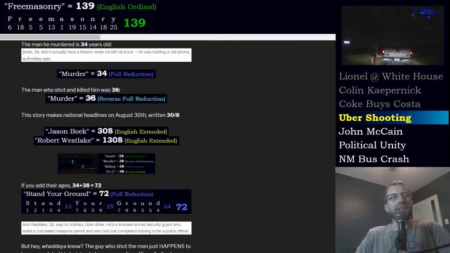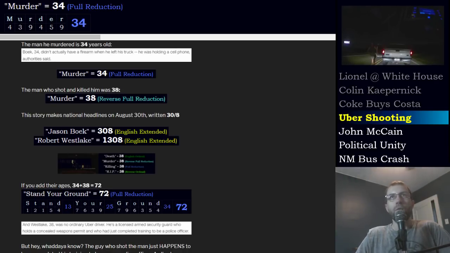So now let's look at the numbers that they actually gave us in the article, the ages of these two men. They say Bowick was 34 years old. They say Westlake was 38 years old. Well, murder has a gematria of 34 reduction and 38 reverse reduction. But here's what's most interesting to me about this story. Think about the date that it made the news. The shooting occurred on the 28th. We didn't hear about it nationally until the 30th.